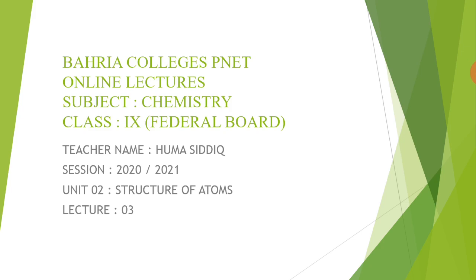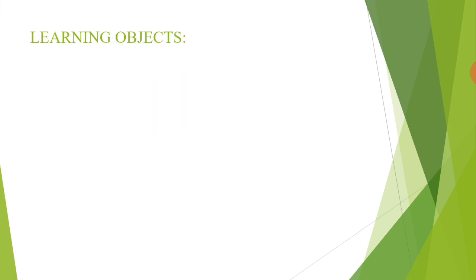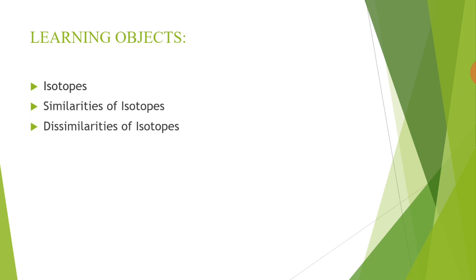Today is your 10th online class of class 9 Federal Board. Subject is chemistry. Today we will discuss isotopes and its uses. Learning objective of this lecture: at the end of this lecture you will be able to define isotopes, similarities of isotopes, dissimilarities of isotopes and uses of isotopes.